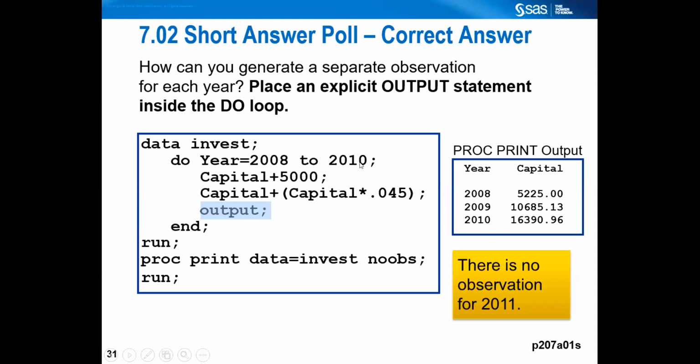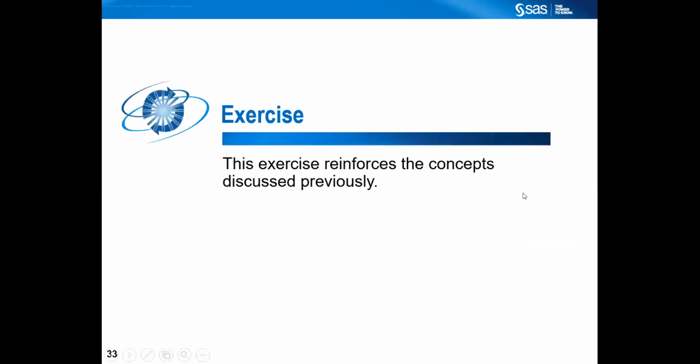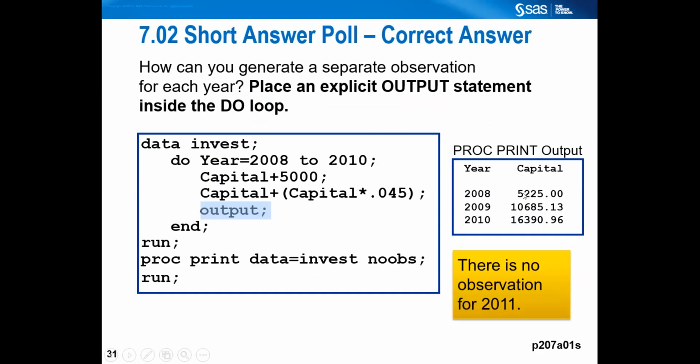It checks whether it's within the range. No, it will terminate. Hence, it will not show you the contents of PDV with year as 2011, but it will show you for your previous iteration of your do loop. Fine. Place an explicit output statement inside your loop statement or inside your do loop. So that's it. So it was a simple do loop to be understood.